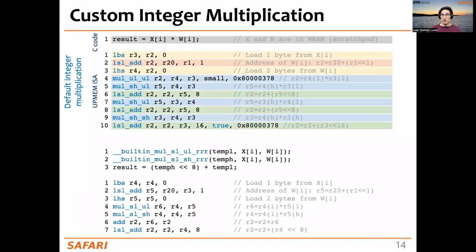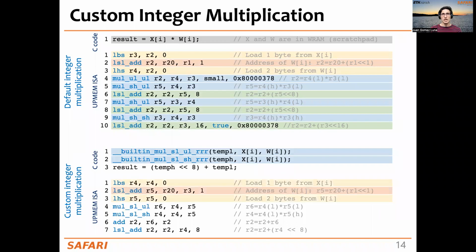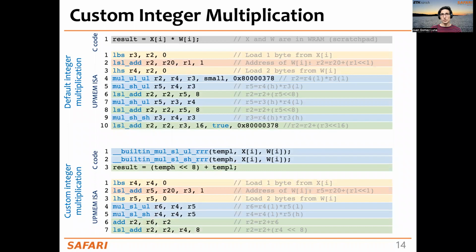So what we did here, if we know in advance what's the precision that the input vector X requires, in this case, we would be assuming that the values are 8-bit values. We can write something like this in our C code, where we use the intrinsics that the UPMEM SDK provides, and then these translate to a much shorter code, as you can see, where we only need to use the 8-bit multiplier twice, these 2 instructions here.